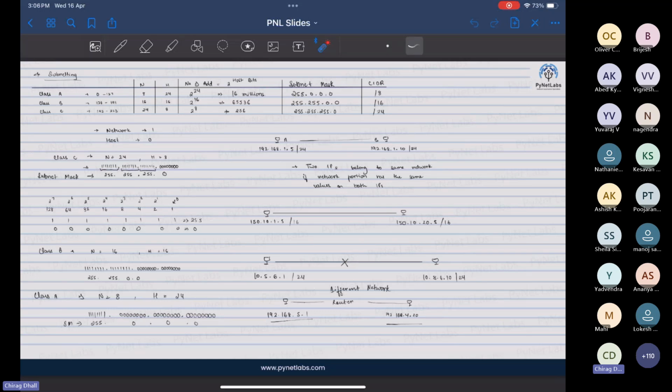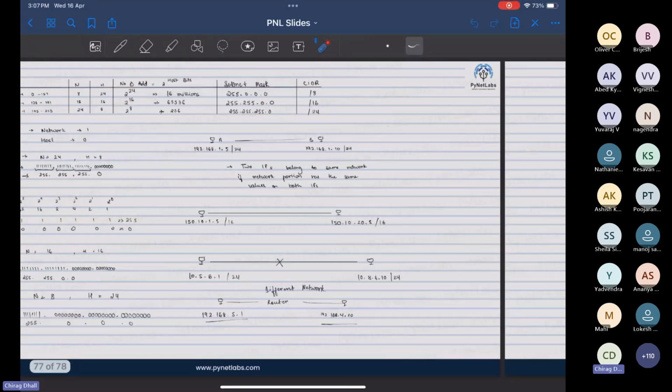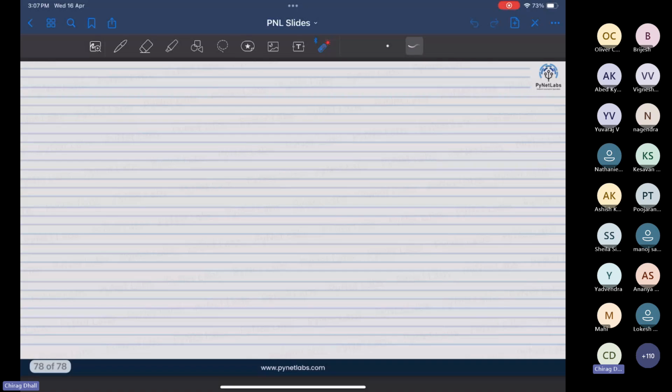Today, the complete session is going to be dedicated to subnetting. So we'll try out a lot of examples related to subnetting. We'll try questions related to class A, class B, and class C subnetting. So let's begin. Let's try understanding how subnetting works.